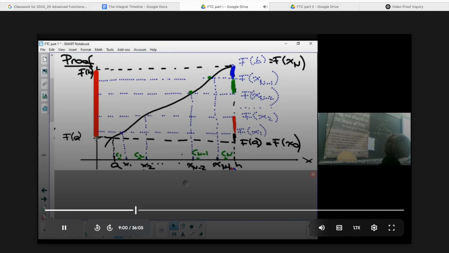This point over here is big F evaluated at A, and this point over here is big F evaluated at B. Right, so those are the endpoints. This is a point of coordinates A and big F at A. This is a point of coordinates B and big F at B. Okay, so far so good?